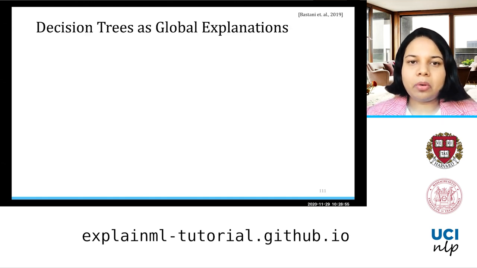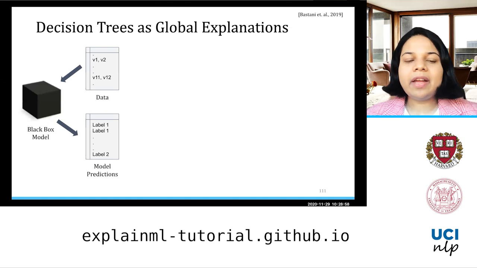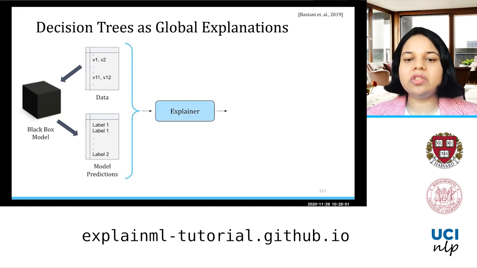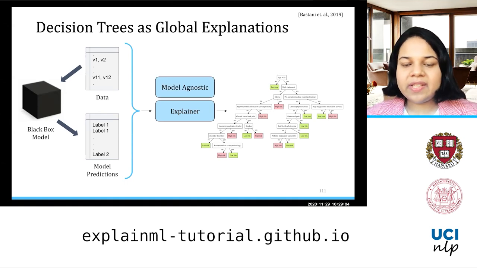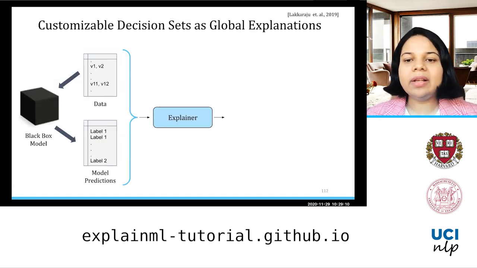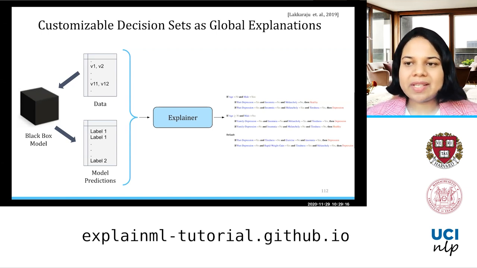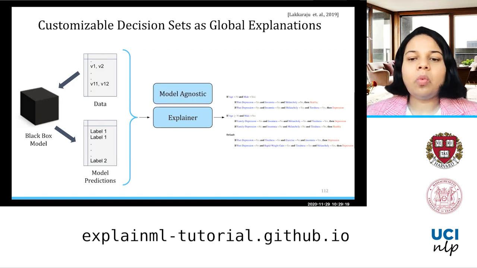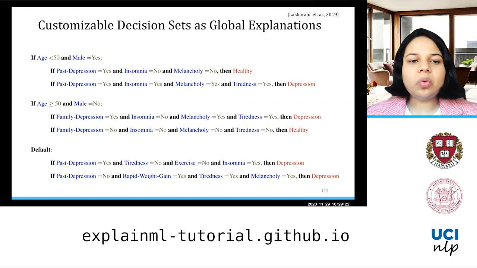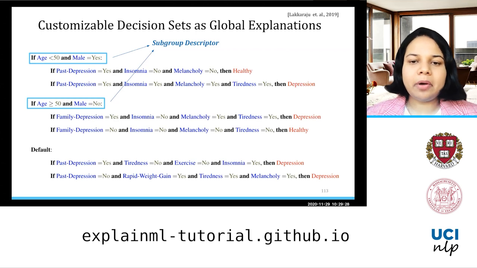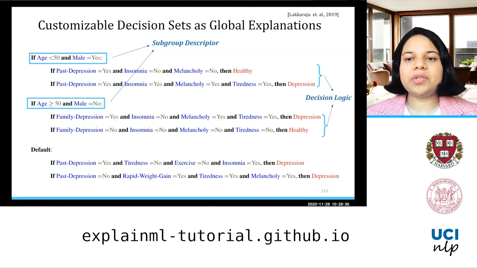Now, there have also been approaches which try to approximate a given complex black box model using decision trees. And apart from decision trees, there have also been techniques which try to approximate a given complex black box model using other rule-based models, for example, decision sets. Let's try to blow up this result and see what exactly this looks like. What we have here is a two-level decision set where the outer rules correspond to descriptions of subgroups and the inner rules correspond to what the model might be doing within each of those subgroups. So that constitutes a global explanation.